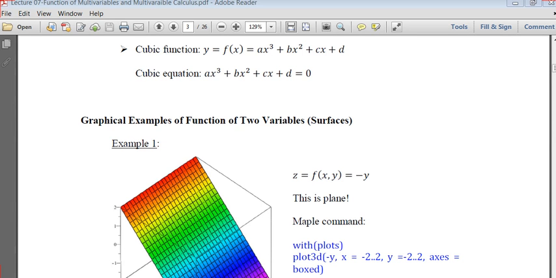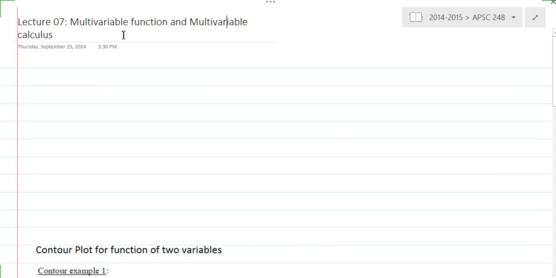Okay. So in the previous lecture, we started on functions of multiple variables. One way we look at it is basically a function of multivariables. You have a number of inputs, and then you have one output, if you think in terms of a system point of view.